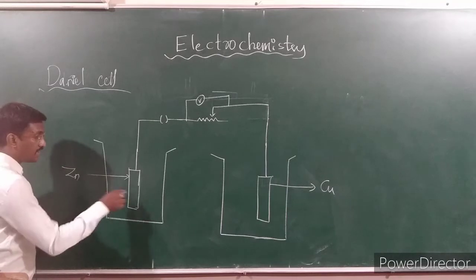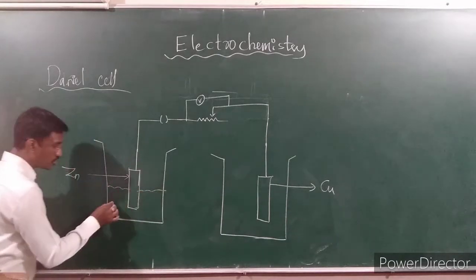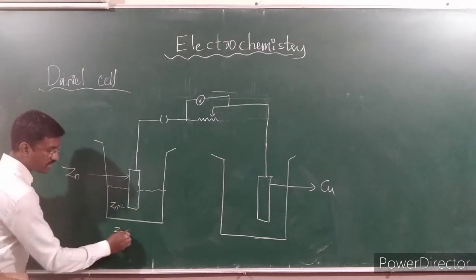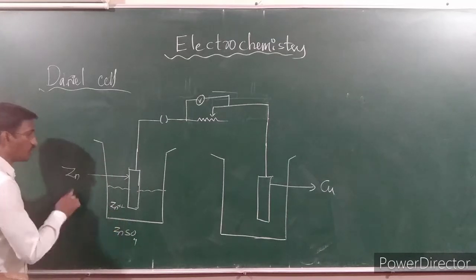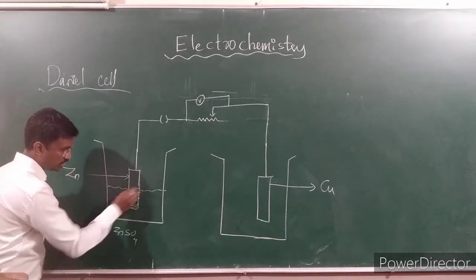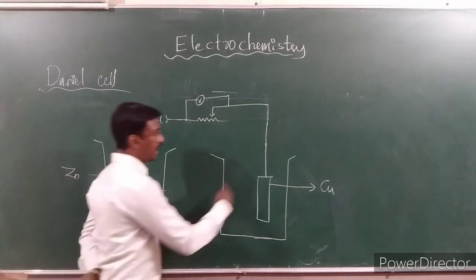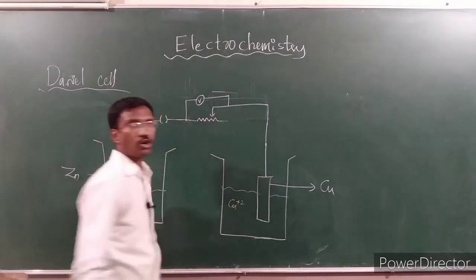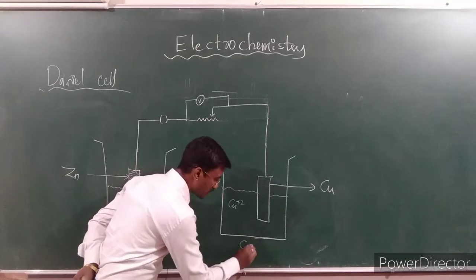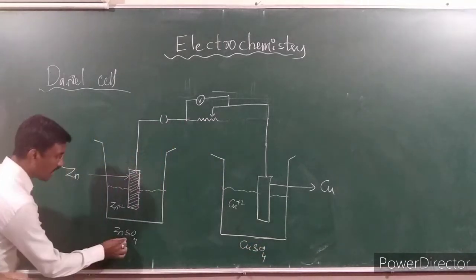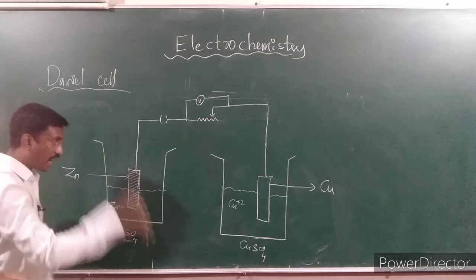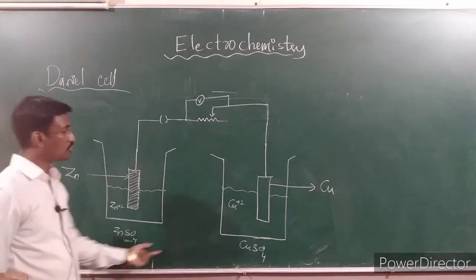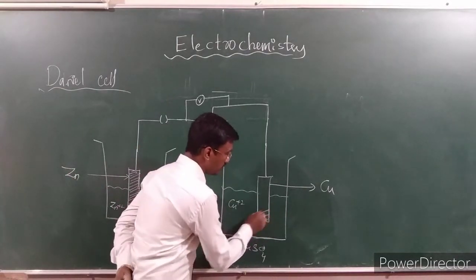Here the zinc rod is dipped in a solution, and that solution is a zinc solution, for example zinc sulfate. The zinc rod is dipped in this solution. Similarly, at the right side, the copper rod is dipped in a solution containing copper ions, for example copper sulfate. Whenever I take sulfate as the anion in the zinc solution, the same anion should be taken in the copper solution also. Zinc rod is dipped in a zinc solution, copper rod is dipped in a copper solution.